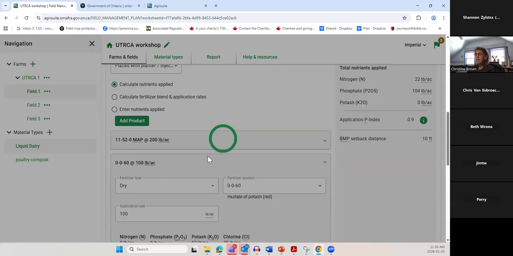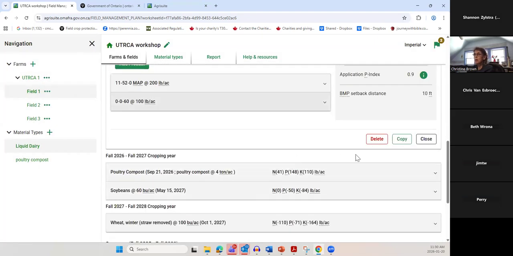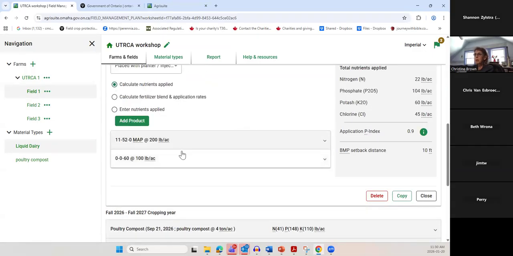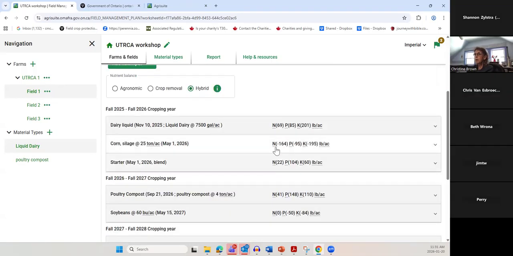Now, when I do this, I have to be careful that I'm not causing a salt injury, but I'm doing this just to give an example. So basically, with that product, I'm adding a little bit of starter, and it shows up as starter. I'm still going to be a little bit low on my nitrogen. So I'm basically applying 70, 90 pounds.